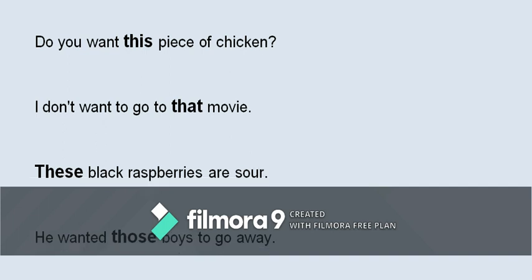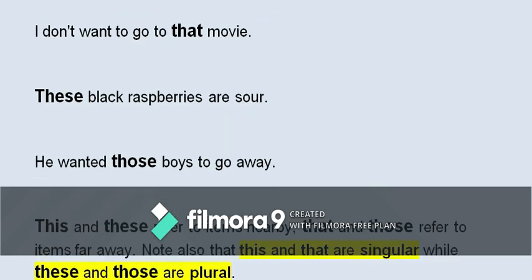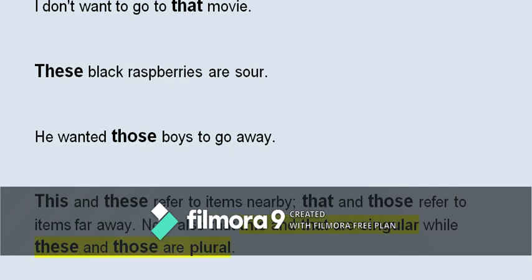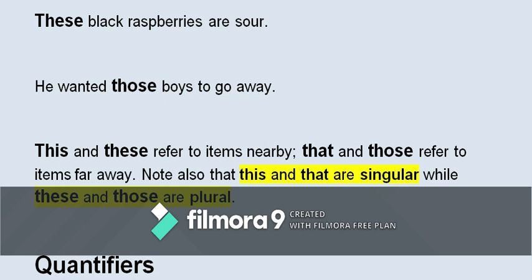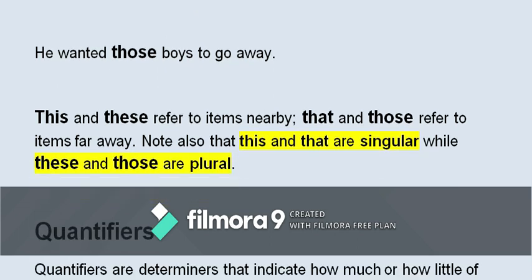Those means a group of people, and it is used for people who are far away from you and for plural. So we have used this for singular and near to us, that for singular but far away from us, these for plural but close to us, and those for plural but far away from us. This and these refer to the nearby, that is that, and those refer to items that are far away. This and that are singular, while these and those are plural, as explained to you.